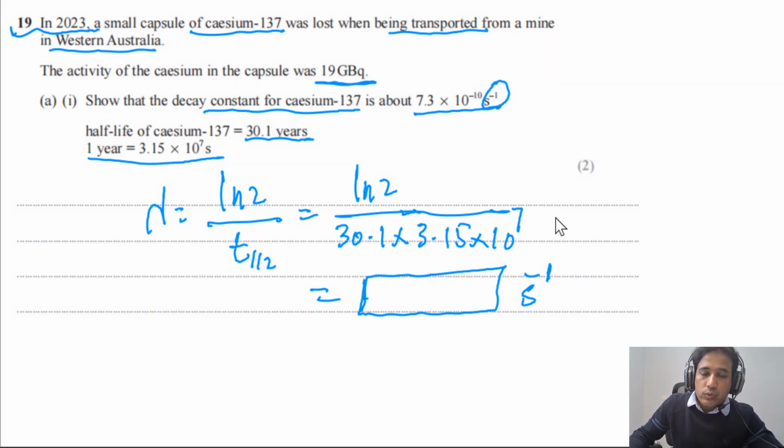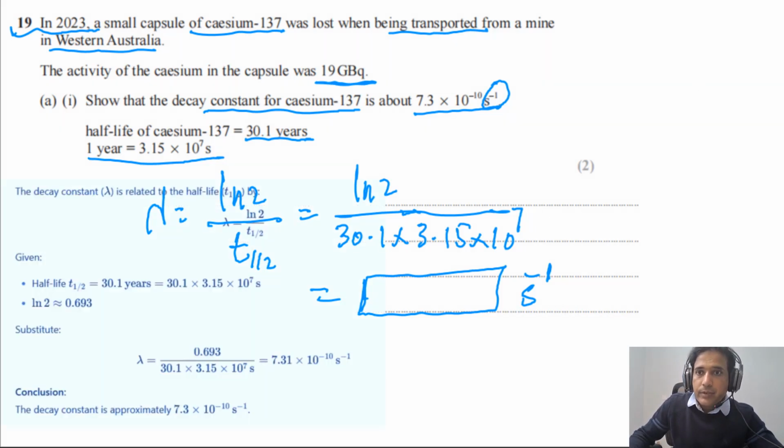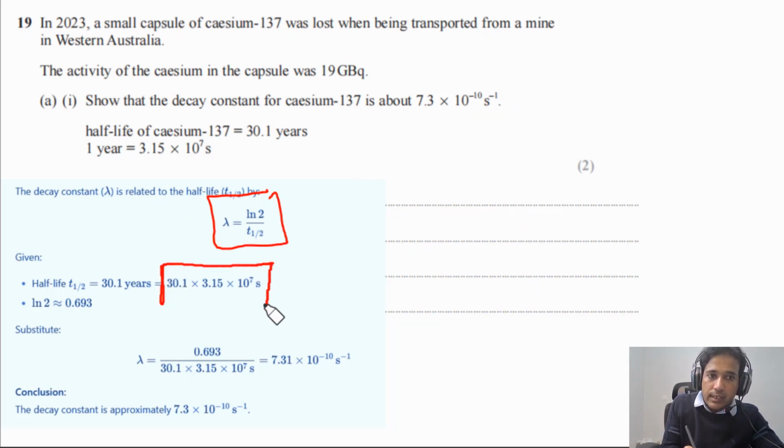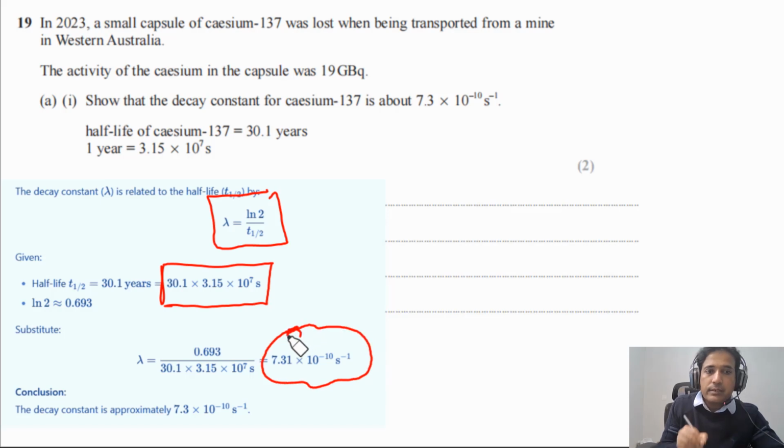Now let me show you the full answer, which is written a little bit in detail. You see, first of all we have used this formula. So let me clear this first. This is the formula you first need. Then you have to convert time into years, then use the formula, and this one is the final answer.